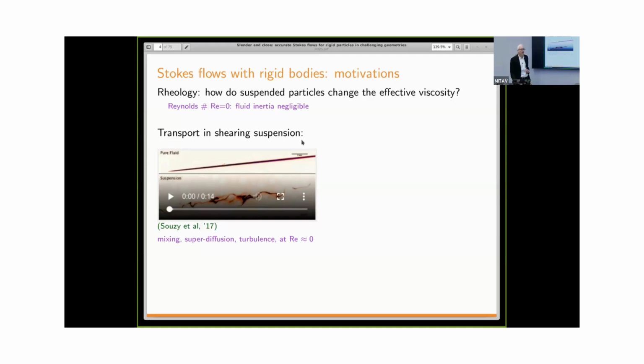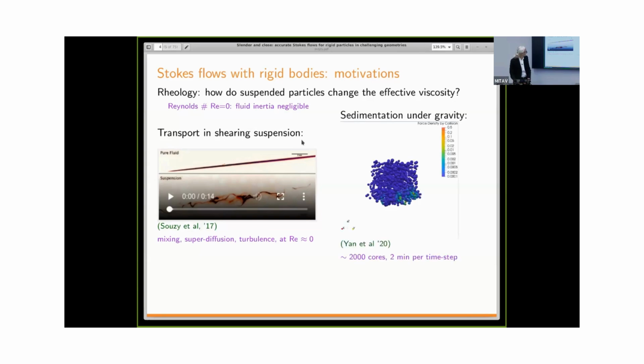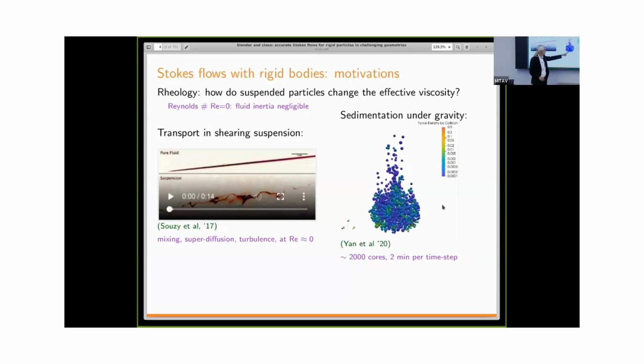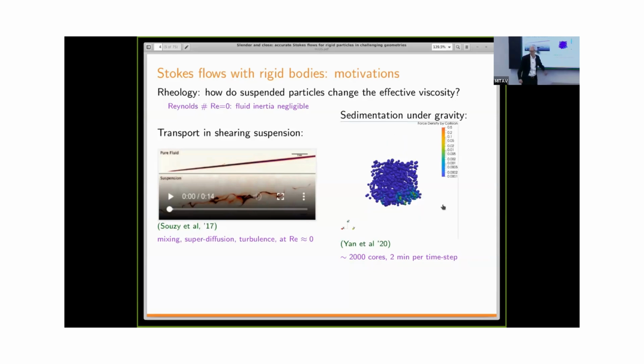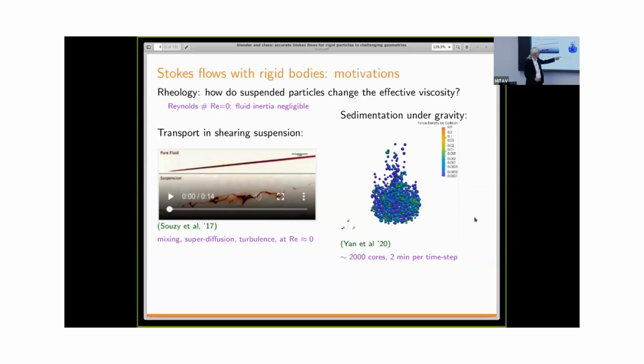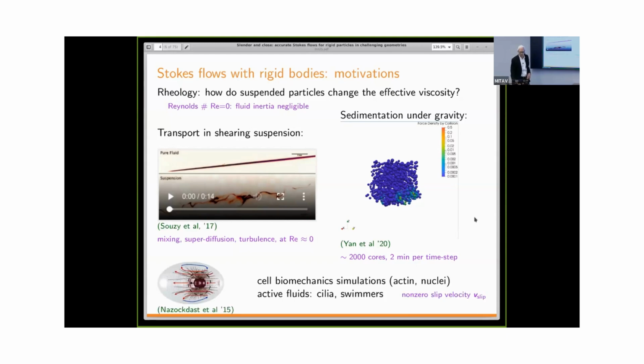So how could one model that mathematically? Another example is sedimentation. Here's a simulation of 1,000 spheres sedimenting under gravity, and they're being highlighted when they collide with each other. This is done by colleagues Wen Yan and Mike Shelley's group at CCM. These are large computations. This takes like 2 minutes per time step. So you're running this for a day at least on 2,000 cores. So that's the kind of thing that motivates this.